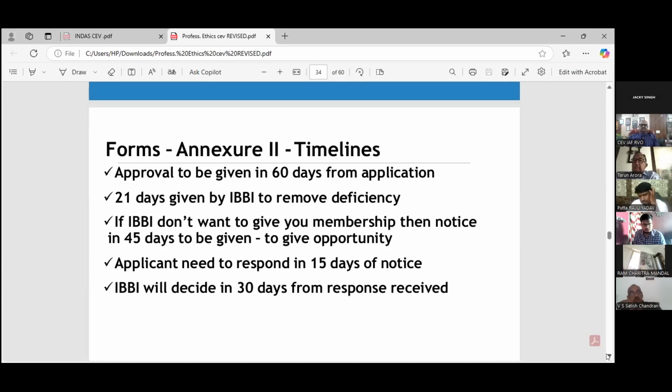21 days are given by IBBI to remove the deficiency. If there is any deficiency, then generally 21 days are taken to remove it. If IBBI does not want to give you membership, then notice is to be given in 45 days, giving an opportunity of being heard. How many days does the applicant need to respond? 15 days from notice. IBBI will decide within 30 days from the response received. The timeline is also very important: that is, 60 days, 21 days and 45 days.